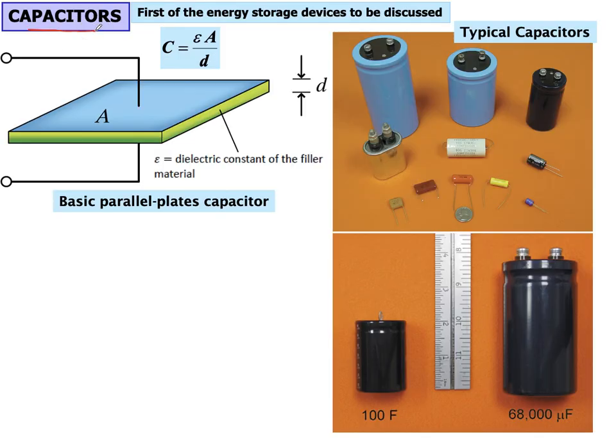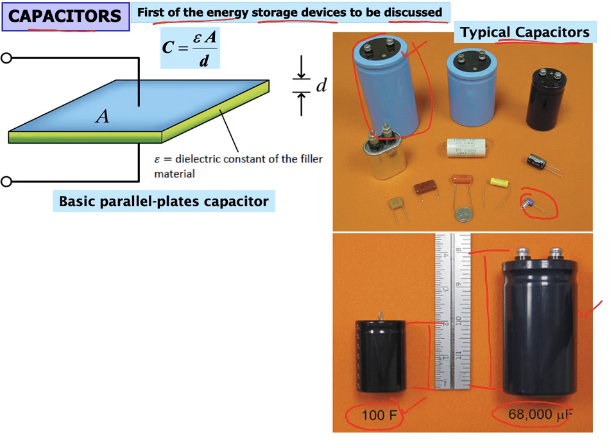Let's talk about capacitors. These are the first energy storage devices to be discussed. Capacitors come in different shapes and sizes. Here we can see some examples of typical capacitors. A capacitor can be as big as this, and it can be as small as this. In this figure, we can see this big capacitor, which is much larger than this capacitor, but the capacitance of this capacitor is only 68,000 microfarad, whereas this one is much higher, 100 farad. So this shows that it does not depend on the actual size of the capacitor. It is the capacitance of the capacitor that really matters.